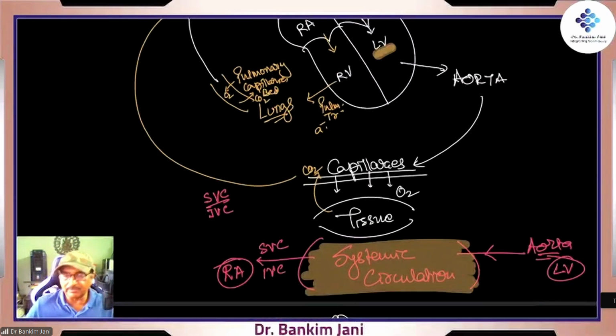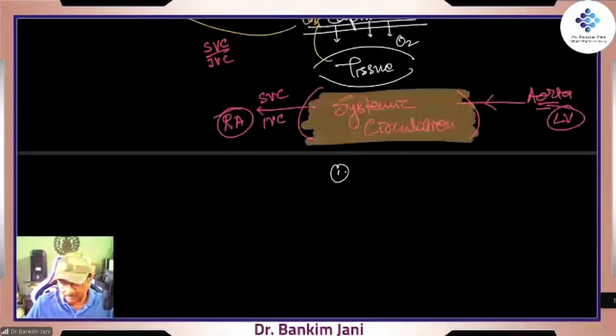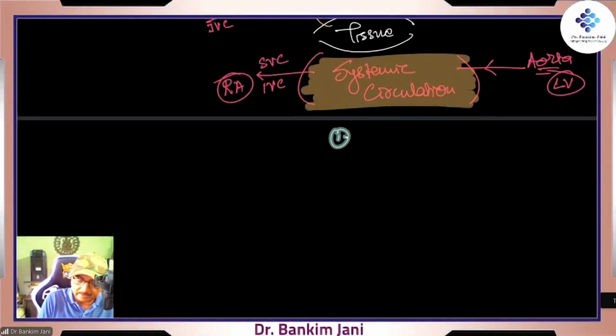But we start with something which we already know. The blood pressure in the aorta is the blood pressure which we really take, and it is divided into systolic and diastolic blood pressure. Normally it has to be 120 by 80 millimeter of mercury, so that on the sphygmomanometer, when you take the blood pressure, it is 120 by 80 millimeter of mercury.